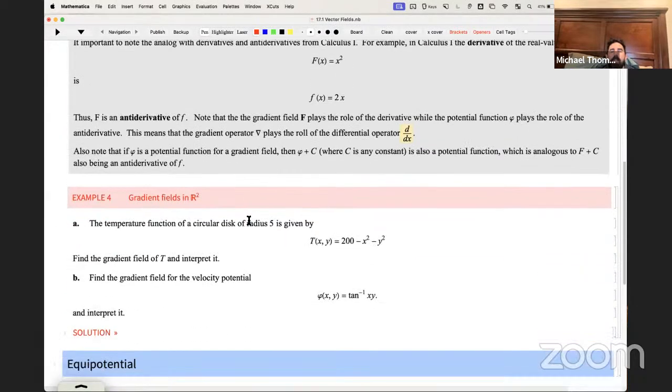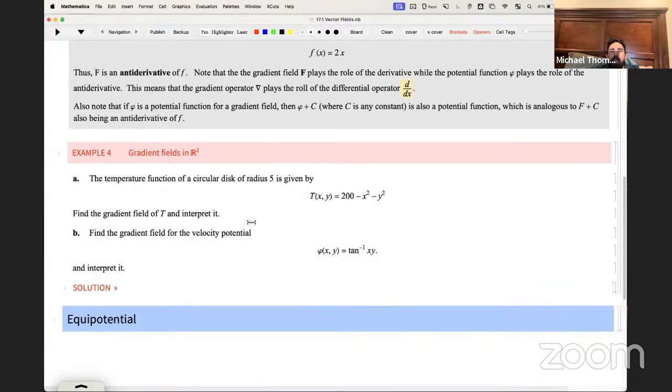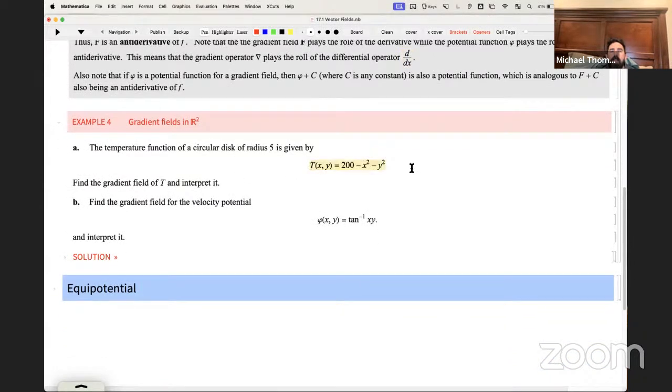Okay, so let's compute some gradient fields in R2. Let's say we start with a scalar valued function. It's a surface. What would this look like? It'd be an upside down elliptic paraboloid shifted up 200 units. Its vertex is on the z-axis.